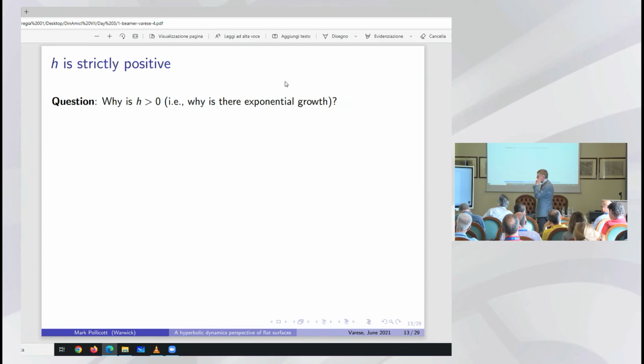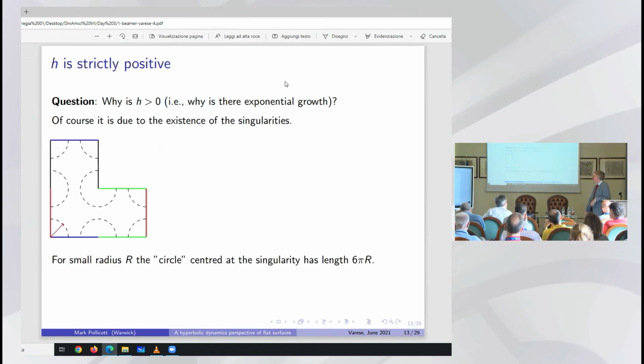So let's go back to the question. Why is the entropy going to be positive? Why do we get exponential growth of this perimeter of this circle? And of course, it's because of the nature of the singularities.